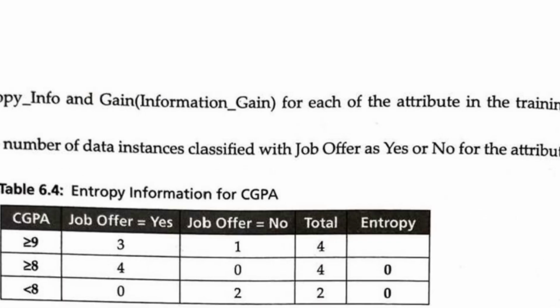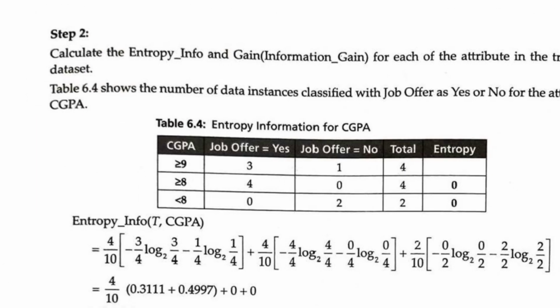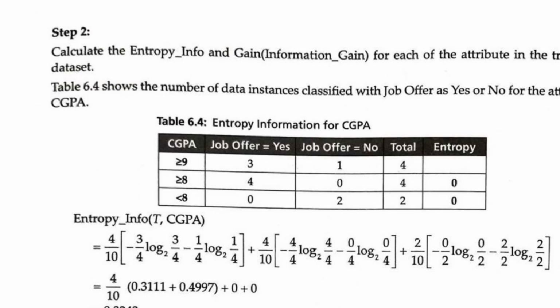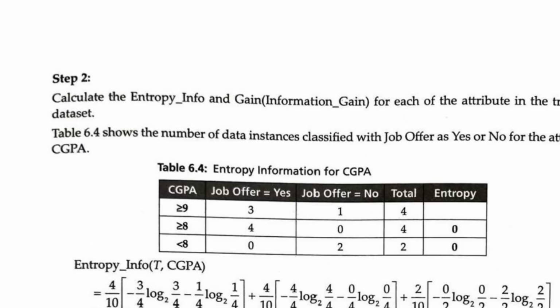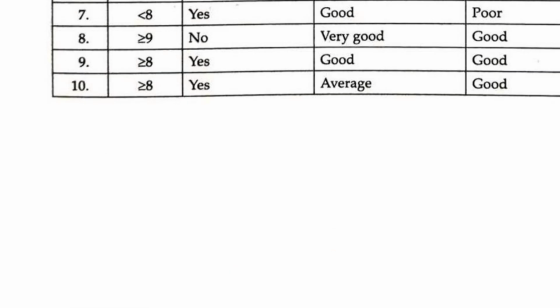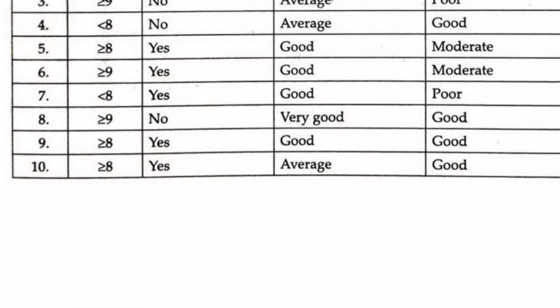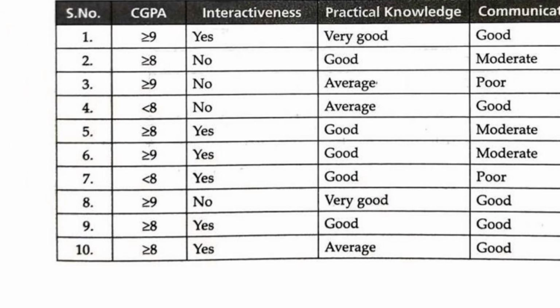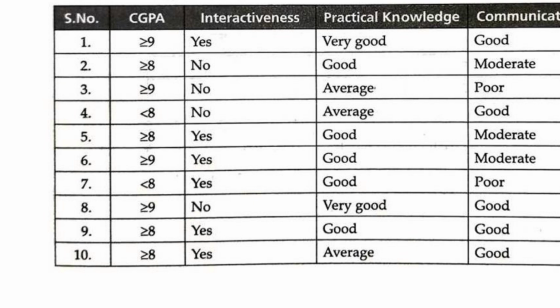Next, we have to decide which of the other attributes can be the root. By looking at the data set, we can't tell. You have to take each attribute and see how it is related to the job offer, CGPA or interactiveness. Now we will take CGPA. In the CGPA column, there are 3 different possible values: greater than or equal to 9, greater than or equal to 8, and less than 8.